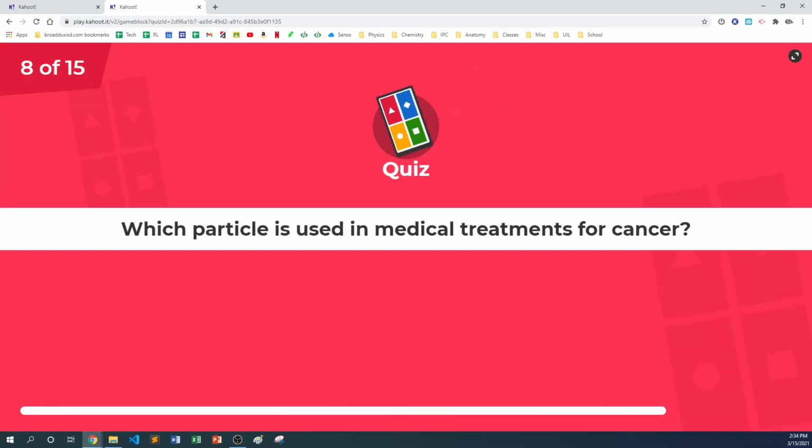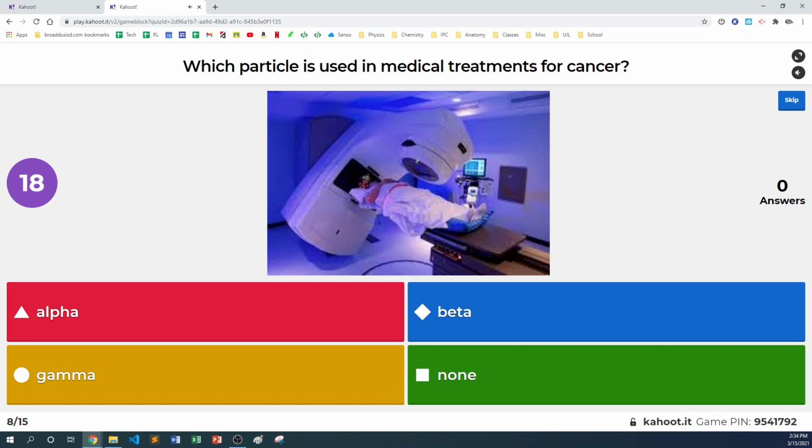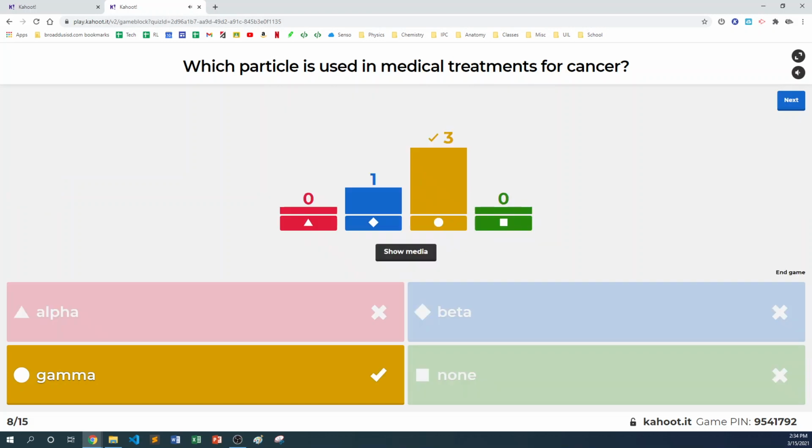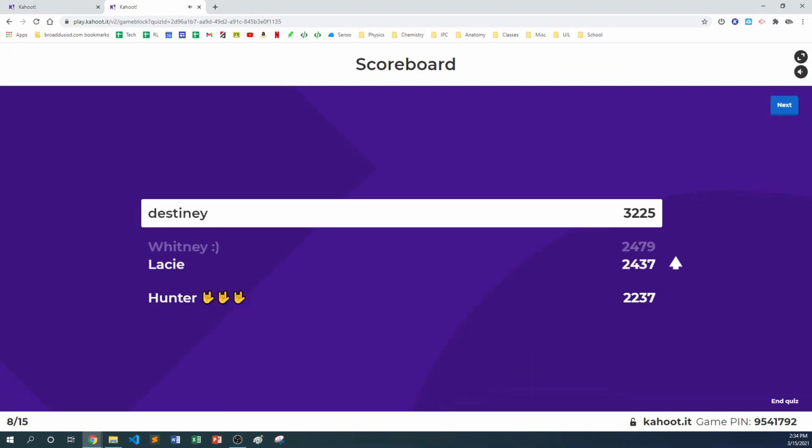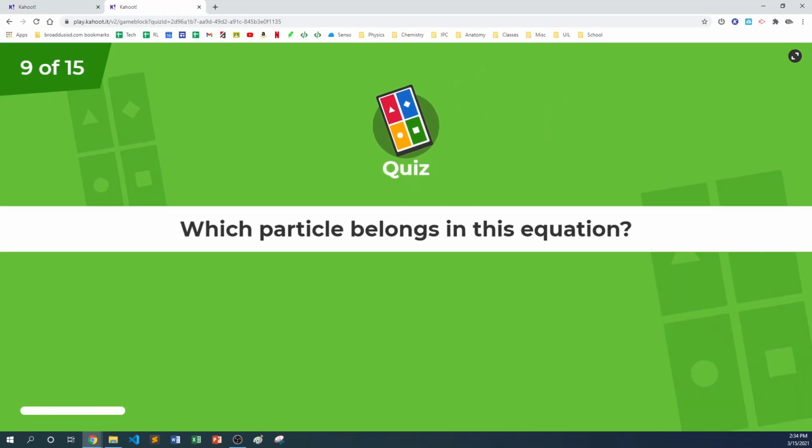Which particle is used in medical treatments for cancer? Alpha, gamma. I don't know. I'm just gonna keep clicking gamma. It is gamma. I did that one because I did my research because I want to be better. It'll get like some point. Keep your mask on, Hunter.